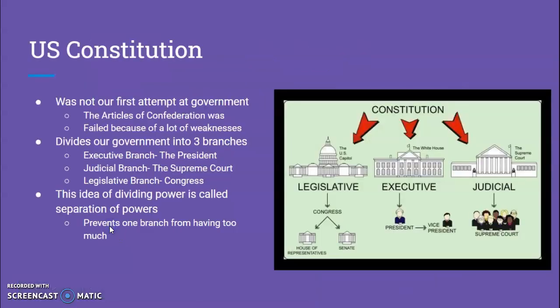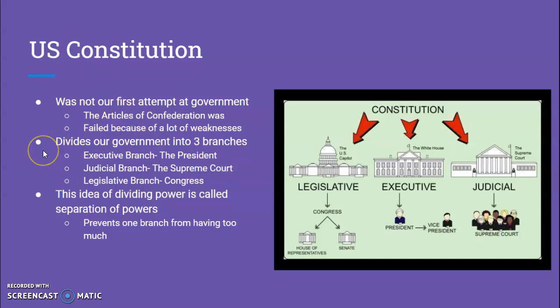Okay, so our first slide, talking about the U.S. Constitution. The U.S. Constitution was not our first attempt at government, actually. Some people think it's the Declaration of Independence. No, our first attempt at government was the Articles of Confederation, and we'll talk about that more in class, but it failed because there were a lot of weaknesses. And then what we're going to end up doing is start a new government called the Constitution after the Articles of Confederation.